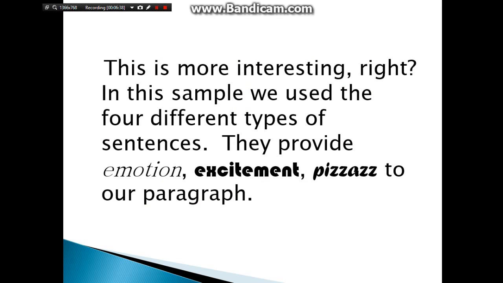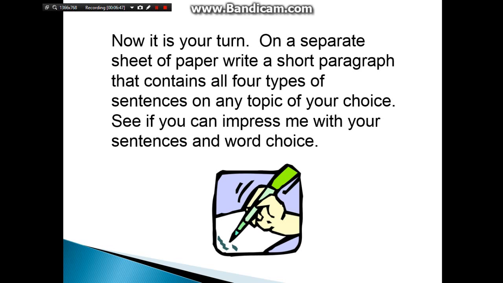This is more interesting, right? You use the 4 types of sentences, and it was more fun to read. You'll engage your reader better if you can use different types of sentences. So now it's your turn. On a separate sheet of paper, write a short paragraph that contains all 4 types of sentences on any topic of your choice, although it does need to be school appropriate. See if you can impress me with your sentences, and you know what? Go for some great word choice while you're at it.